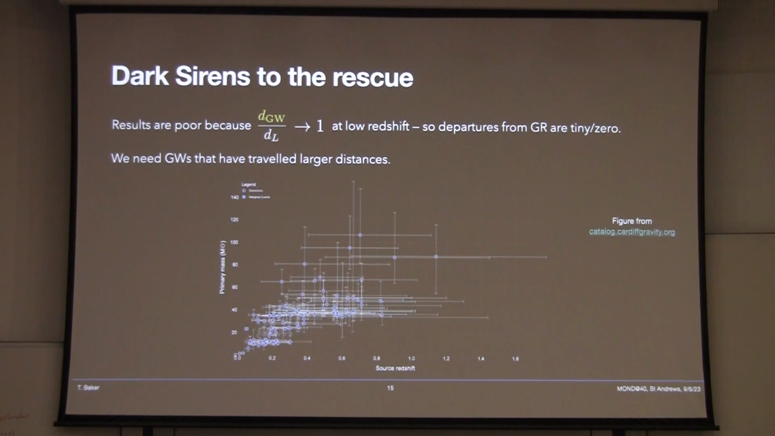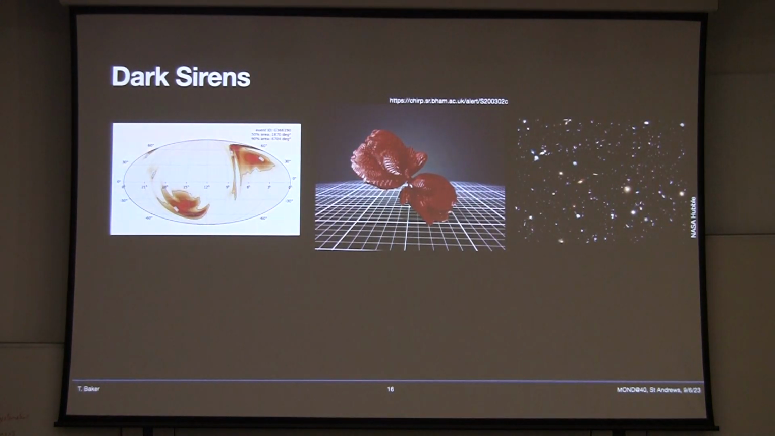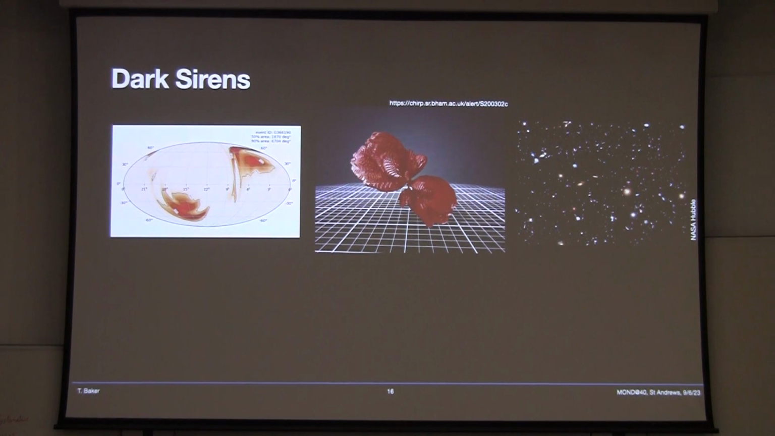Problem, those are all binary black holes. They do not have EM counterparts. So how are we going to get a redshift? Well, I sort of gave the game away in the title of the slide. There is a method that we've been developing called dark sirens, which attempts to solve exactly this problem. And this method is basically spelled out by this series of 3 pictures.